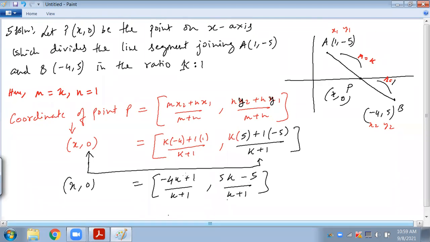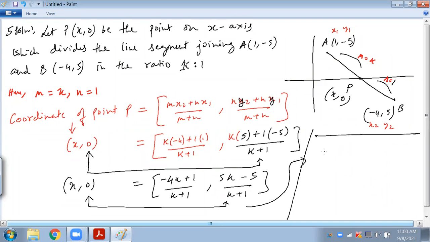Okay, now we know the y coordinate on both sides, so take them equal. We know the y coordinate on the left, that is 0, so we can take it equal and we can find k. So therefore 0 will be equal to (5k - 5) by (k + 1). There is no denominator on the left, we can put 1.